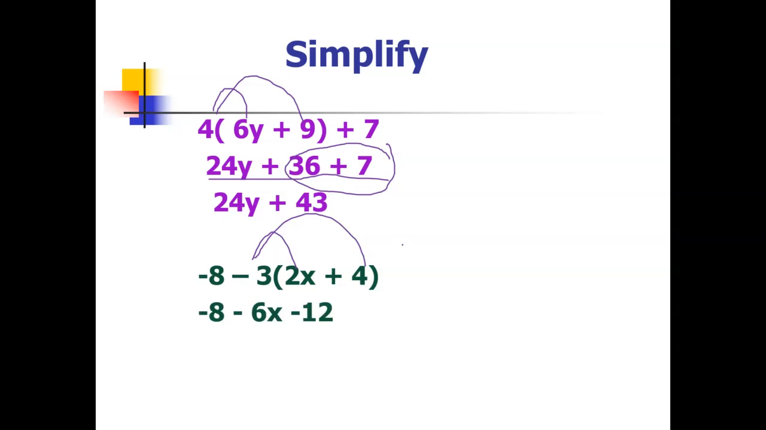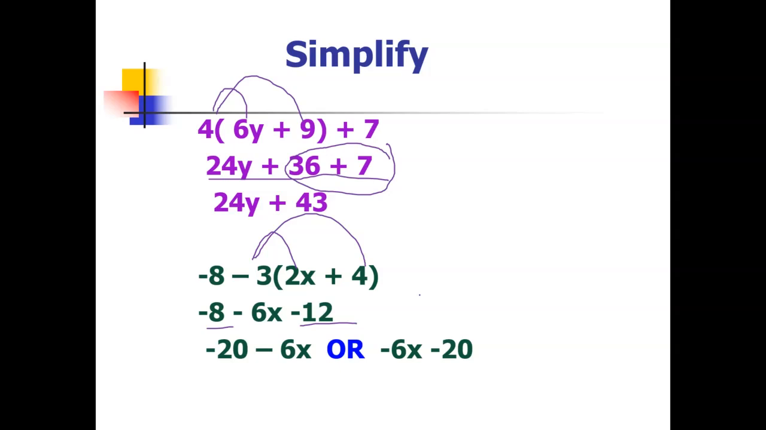This is how I get negative 8 minus 6x minus 12. Now I'm looking for like terms, so negative 8 and negative 12 both are like. If I combine them, negative 8 plus negative 12, that will give me negative 20. So you have two choices. You can either write negative 20 minus 6x, bringing down the 6x, or if you choose to write the variable first, you can put negative 6x minus 20. Either one will be correct.